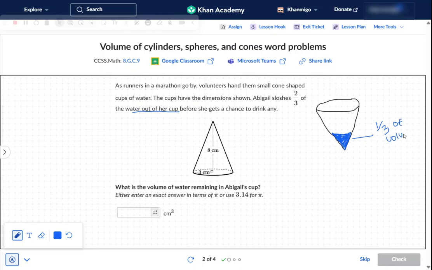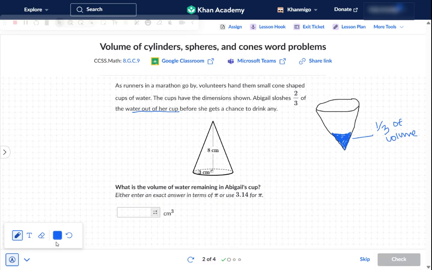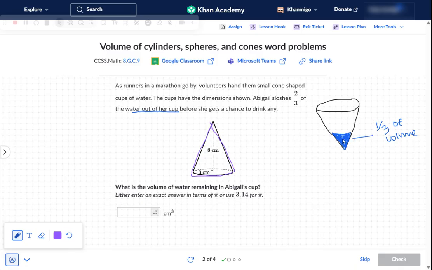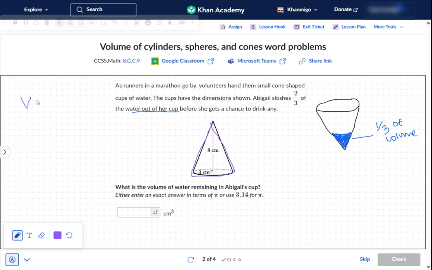So we're just making a plan of attack here, getting ourselves prepped and ready to tackle the problem. All right, so it might be helpful if we knew the volume of the entire thing, right? And then we could just multiply it by 1/3 to find that missing 1/3 volume. So that's what we're going to do for our plan. Remember, for volume of a cone, it's 1/3 of the volume of a cylinder. So 1/3 of pi r squared times the height.